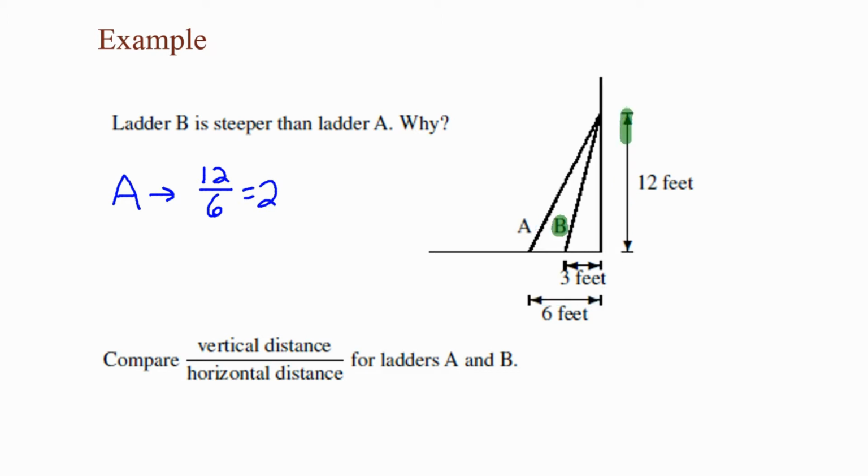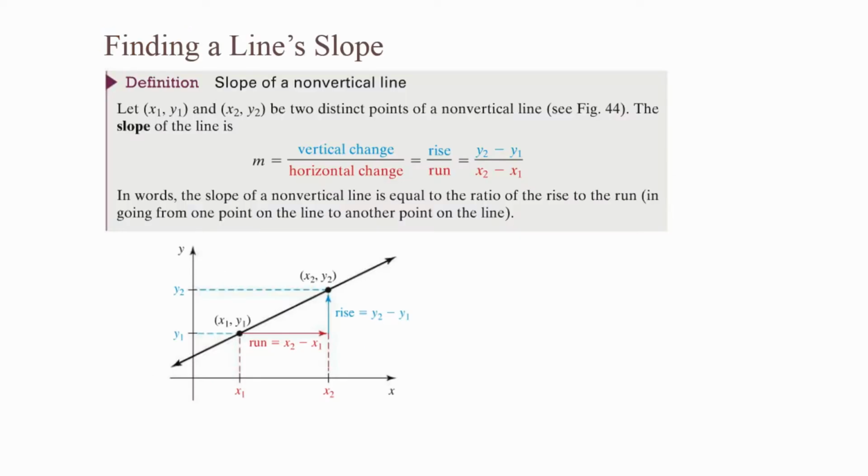For B, we're going to compare its vertical distance to its horizontal distance. So we're going to have 12 divided by 3, which is 4. Since 4 is larger than 2, ladder B is steeper than ladder A.